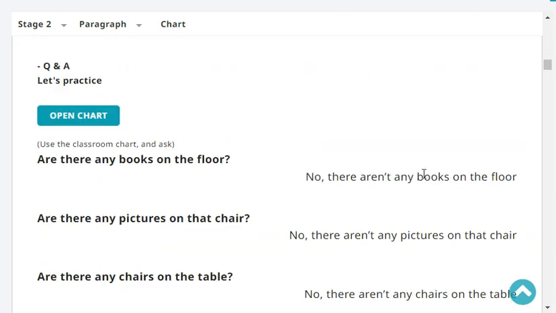Are there any books on the floor? No, there aren't any books on the floor. And "there are none" is also correct.